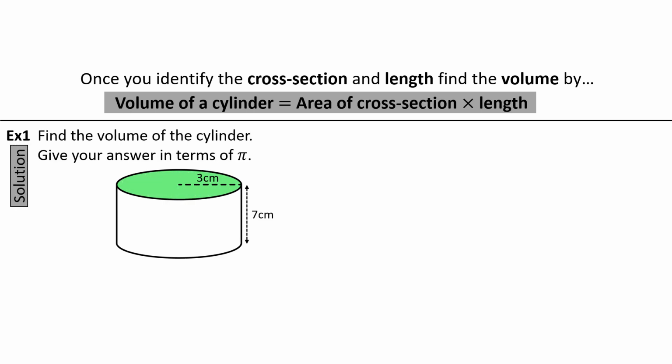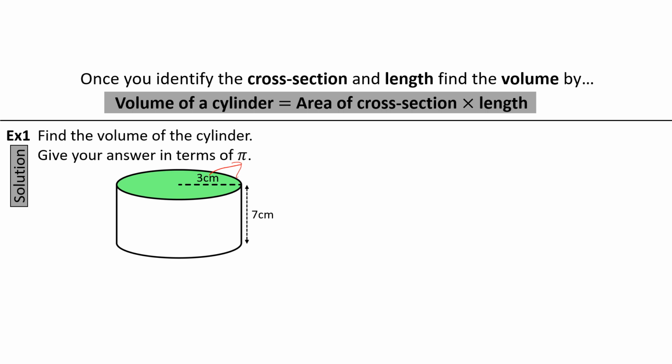So let's take an example. So we have got an example over here. Find the volume of the cylinder, give your answer in terms of pi. So in this cylinder, we have got the radius as 3 centimeter and the height is given to us as 7. You can say the length of the cylinder is 7. But before we go, let's first discuss the formula for this cross section.